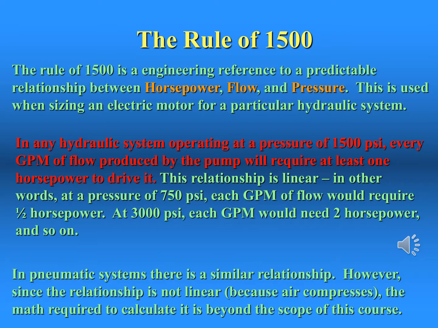For example, let's say you have a 5 GPM pump and use it with a system pressure of 1500 psi. It will take 5 horsepower to drive the pump against that pressure. This is a ballpark rule of thumb. A closer calculation may be made with a horsepower formula, which is pressure multiplied by flow divided by 1714. This formula does not take into account the mechanical efficiencies of a pump. A similar formula is used for air compressors, but I have chosen not to discuss it in this course.